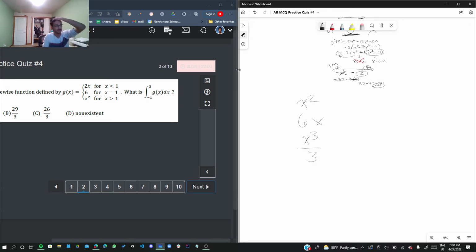I'm really intrigued to say, does it have to be differentiable everywhere? I honestly don't even know. From -1 to 3, -1 to 3, -1 to 3.